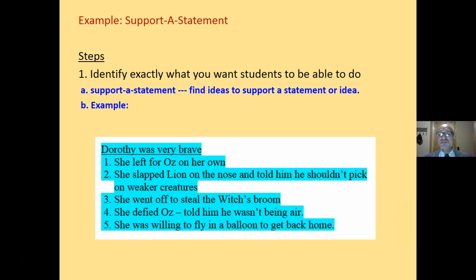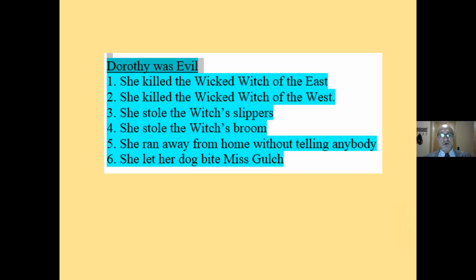Support a statement. They need to find ideas to support an idea or declarative statement. Here's an example. Dorothy was brave. We need to find examples that show that Dorothy was brave. All right. Or Dorothy was evil. Here are some examples in the movie that show that Dorothy was evil.